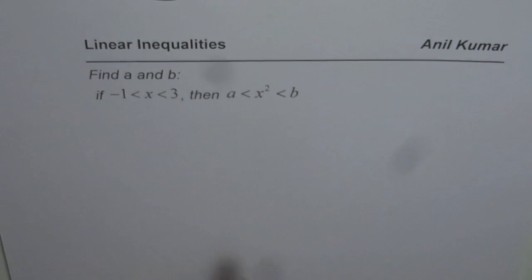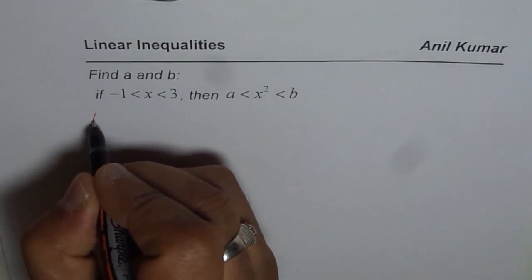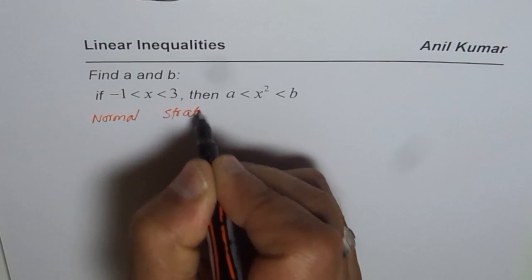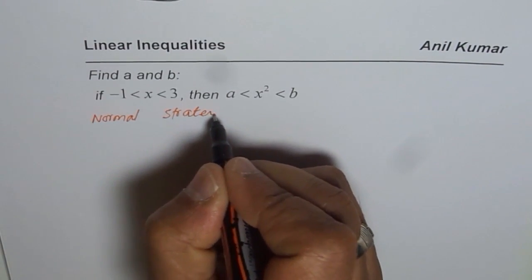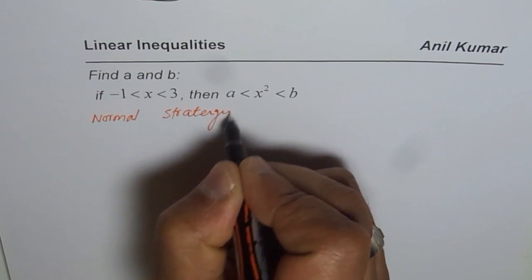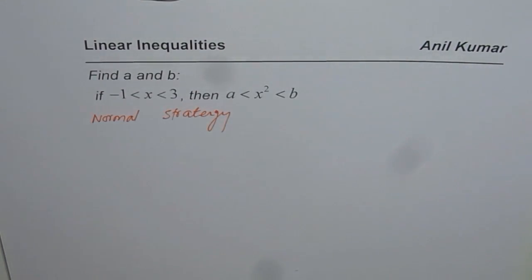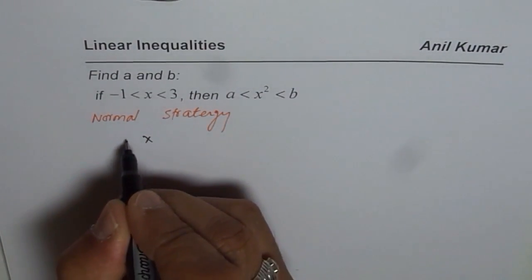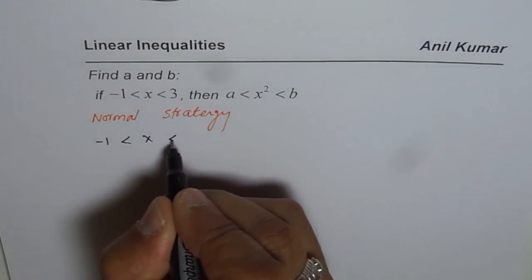You must have seen that in solving such questions, the normal strategy is what? Let me write down a normal strategy. We are discussing this issue in this fashion because I do not want you to make mistakes. So the normal strategy is we are saying that x is between -1 and 3.